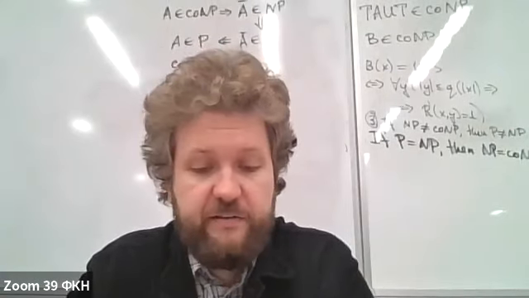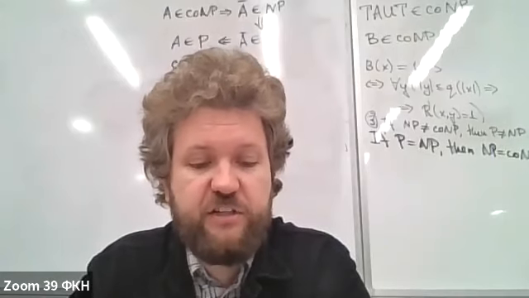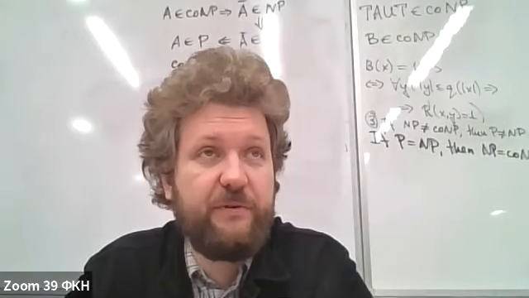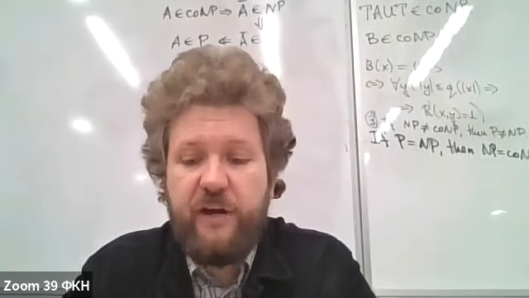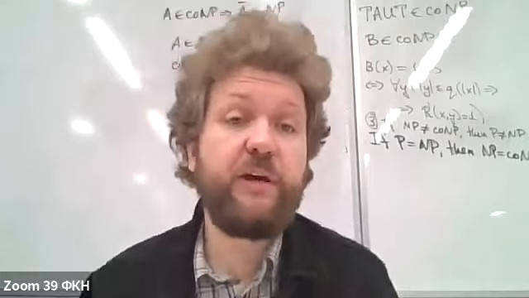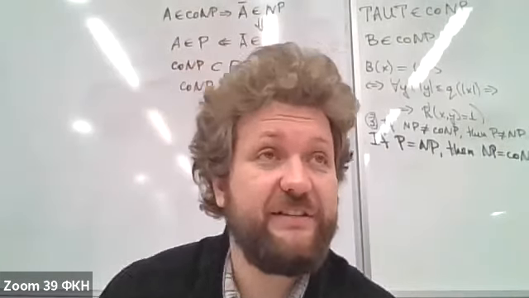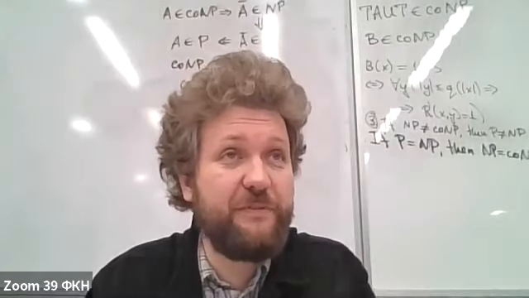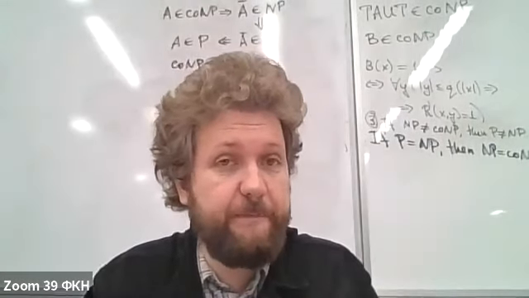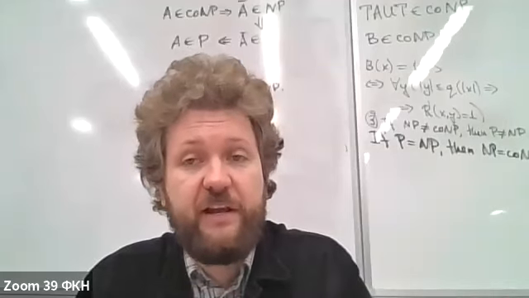So 4a is a conditional problem. If you do not like conditional problems, look at 4b. But 4a is a conditional problem. We suppose that we have a polynomial algorithm for SAT. Well, as you know, this is highly unlikely because we suppose that P is not equal to NP, and this would yield that P equals NP. But we suppose that we have a polynomial algorithm for SAT.